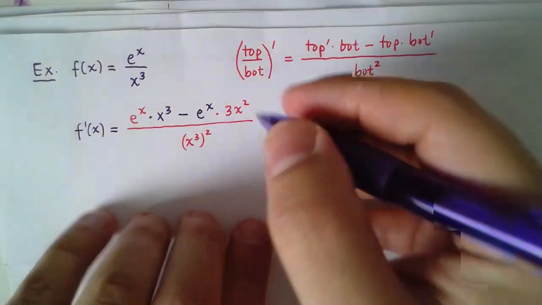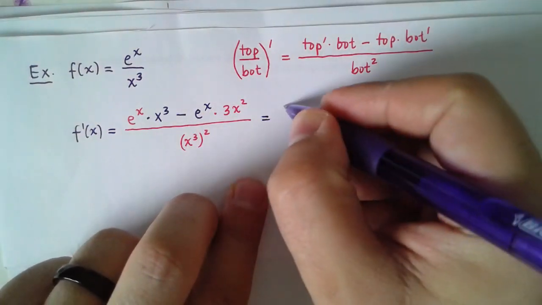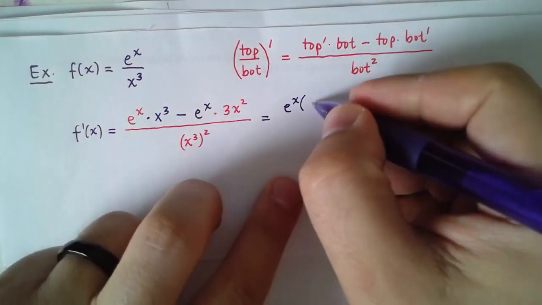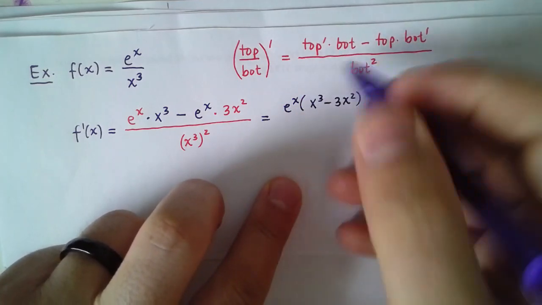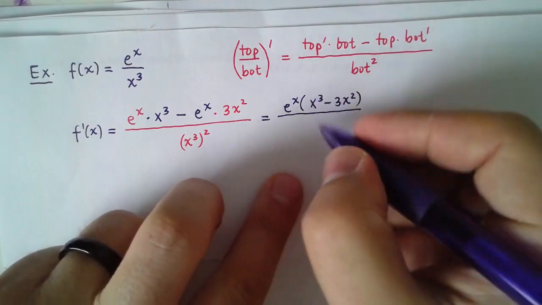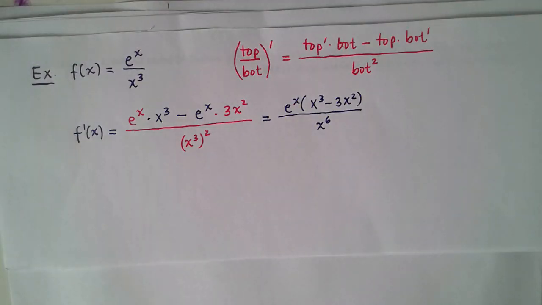You can again simplify by factoring out e to the x. So you have e to the x times x to the third minus 3x squared, divided by x to the 6. This is how we simplify.